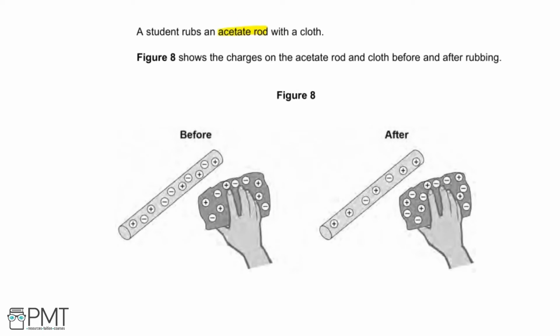So we can see before rubbing there's approximately equal amounts of positive and negative charges on both the rod and the cloth, whereas after the rubbing there are fewer electrons than before on the rod and more electrons than before on the cloth. So that gives the cloth an overall negative charge and the rod an overall positive charge. We can actually see that electrons have moved from the rod to the cloth.